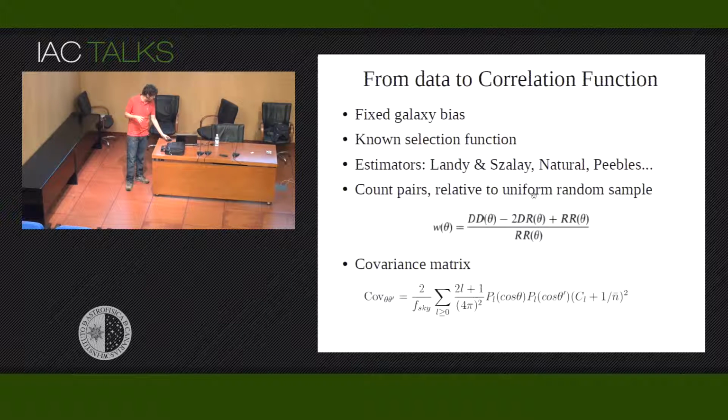And then once we have our galaxy sample with an estimate of redshift and angles and position in the sky, we calculate the angular correlation function with different estimators. But basically, all the techniques consist in comparing the distribution of galaxies with a uniform random catalog. Also, I'm showing here the expression for the covariance matrix of this estimator.